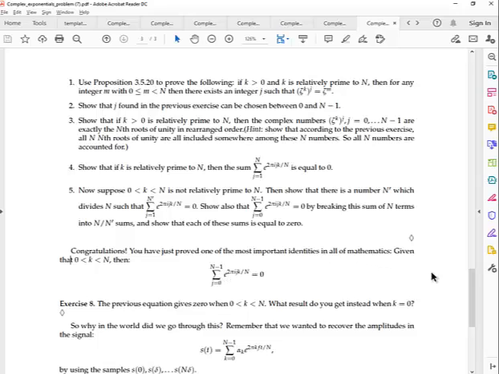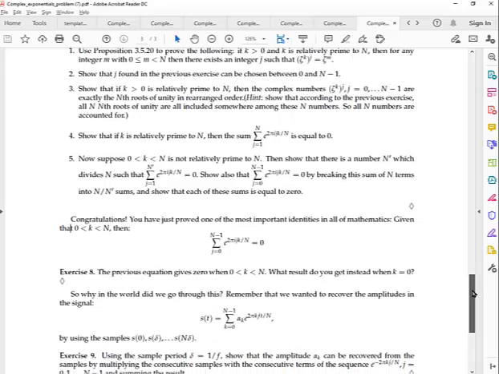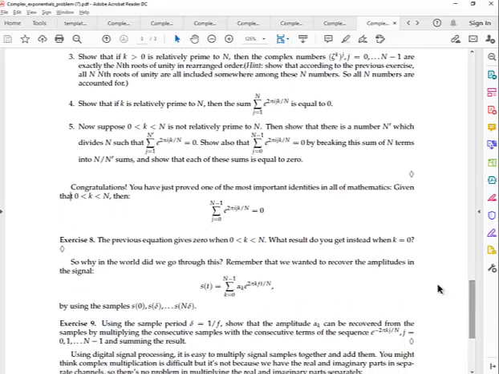Okay, and this is an extremely important identity. Someone pointed out that if you take n equal to 2, this gives you Euler's formula, which is a very beautiful formula. So this generalizes Euler's formula. Okay, the previous equation gives 0 when k is between 0 and n. What happens when you get k equals 0?